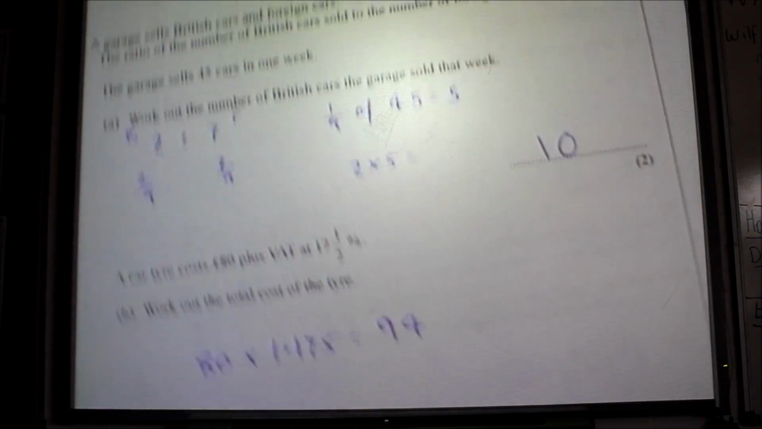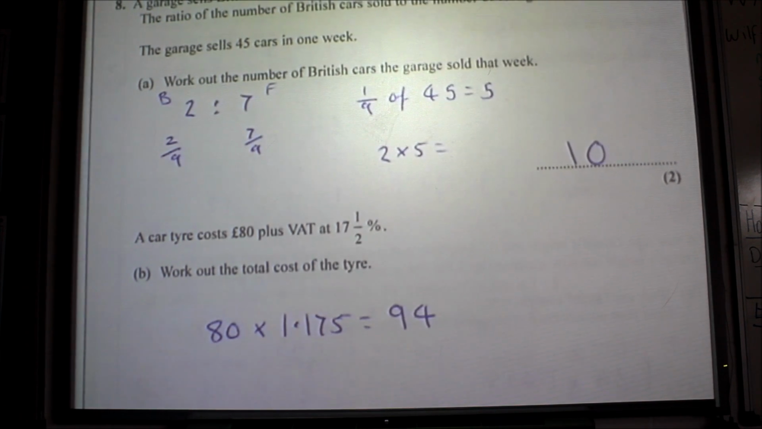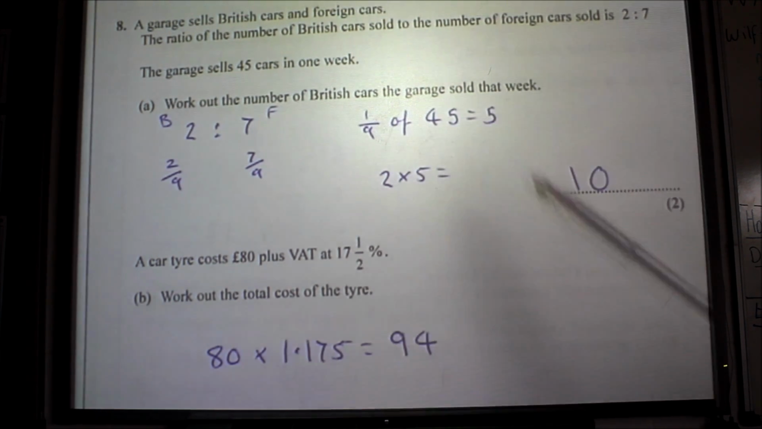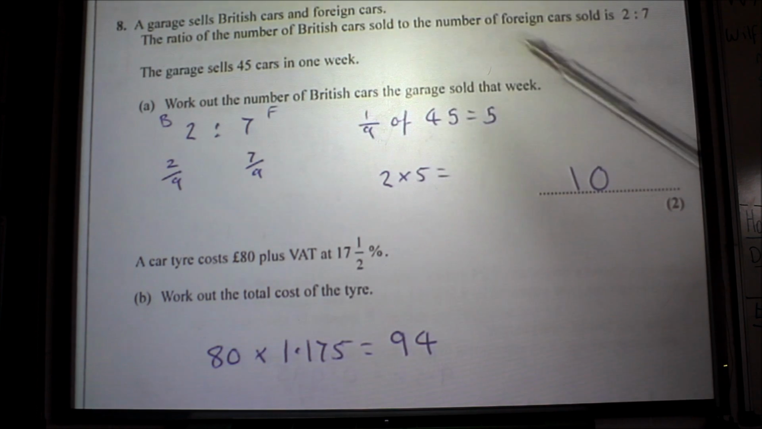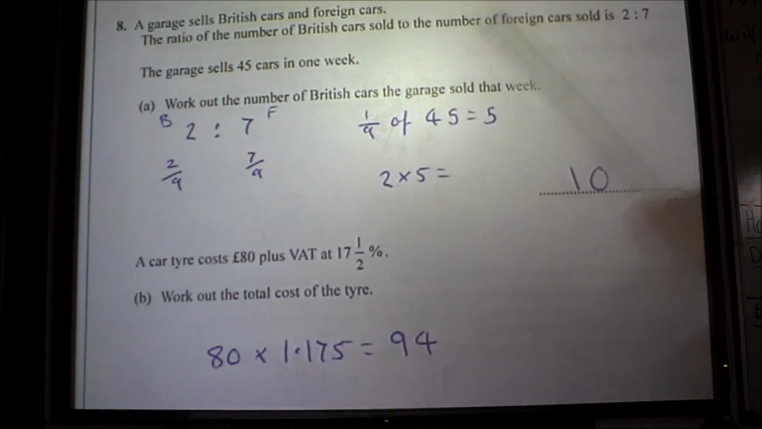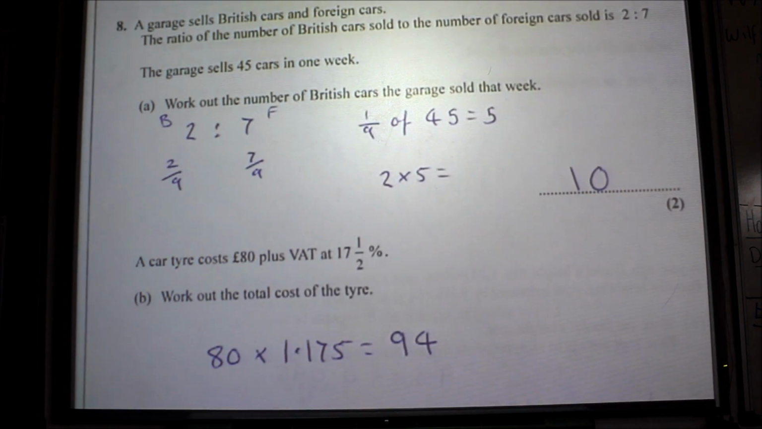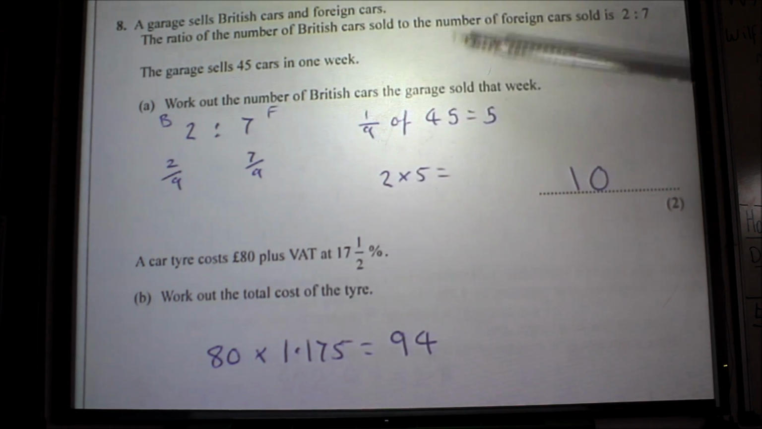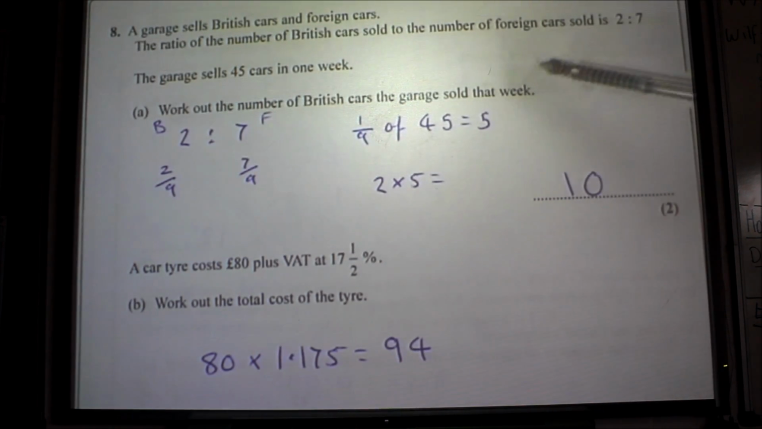Question number 8. A garage sells British and foreign cars. The ratio of the number of British cars sold to the number of foreign cars is 2 to 7. So 2 of them are British, 7 being foreign. They sell 45 cars in a week. Work out the number of British cars the garage sold that week.